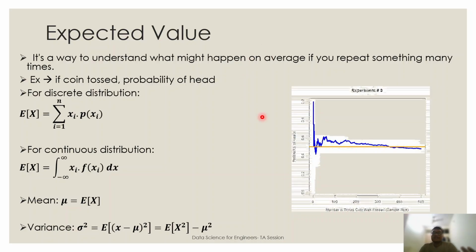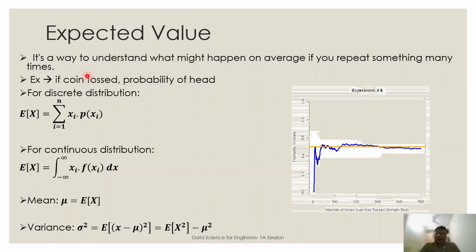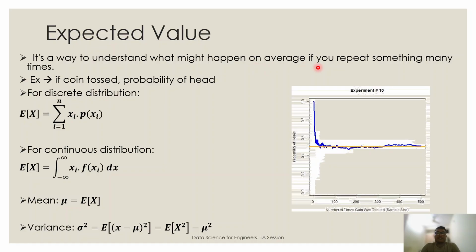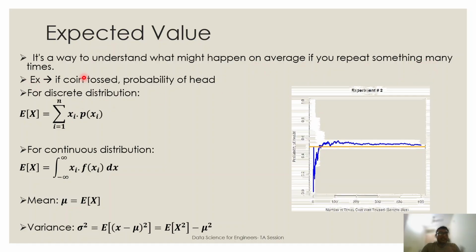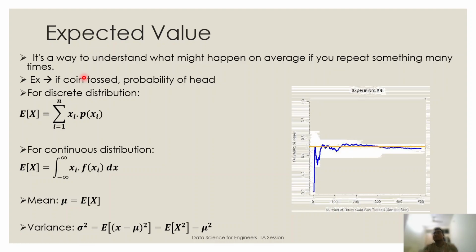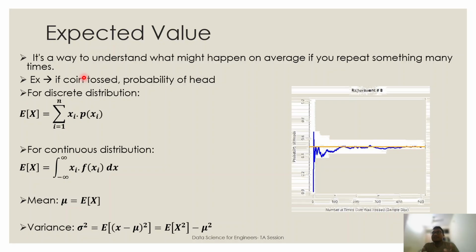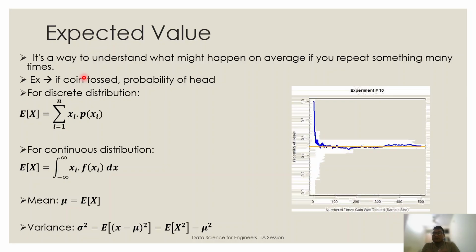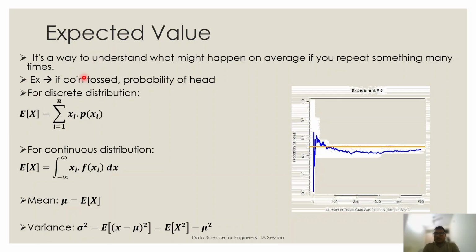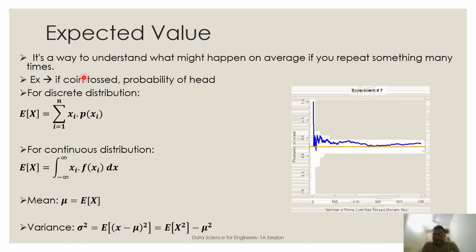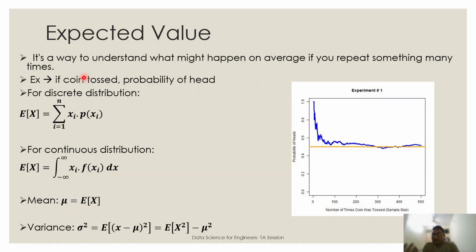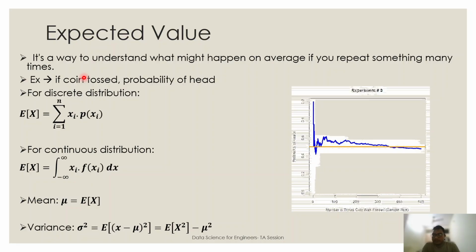Now we are talking about the expected value. Let's read this. It's a way to understand what might happen on average if you repeat something many times. Okay. So how does this probability concept come in? We are saying that the probability of getting heads is 0.5. First you flip, it becomes head, tail, head, tail. Now, if you perform this experiment for a very long time, what kind of probability will you get?